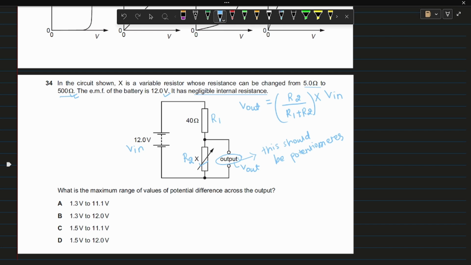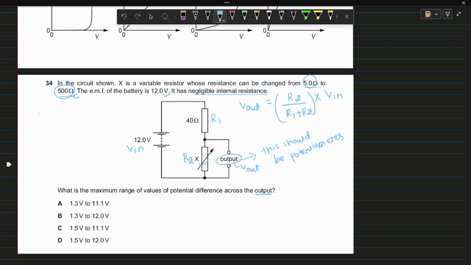What is the maximum range of values of potential difference across the output? Let's see. We have the first option 1.3 to 11.1, 1.3 to 12, 1.5 to 11.1, 1.5 to 12. Let's use this formula twice. Why do we need to use this twice? At first, we will find the value by putting resistance 5 ohm. Then we will find the value of V out using the resistance 500.